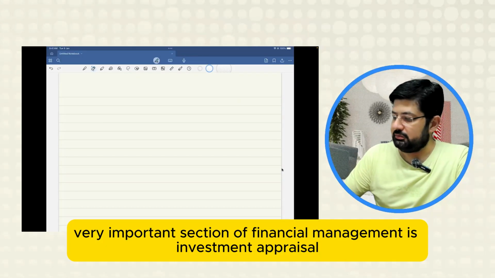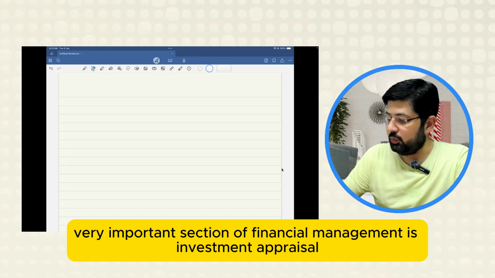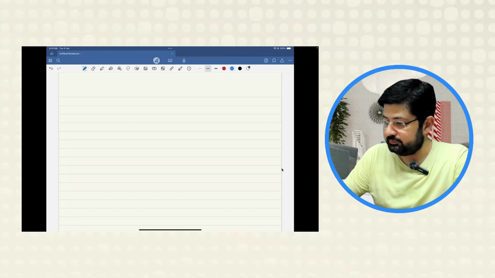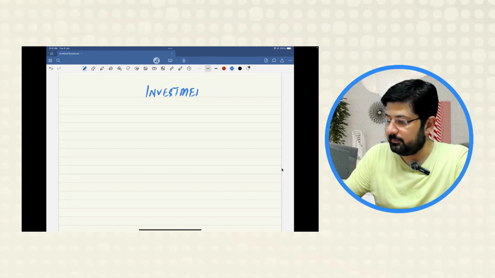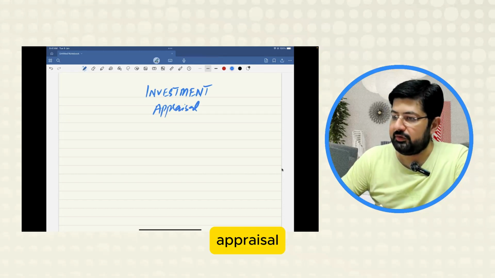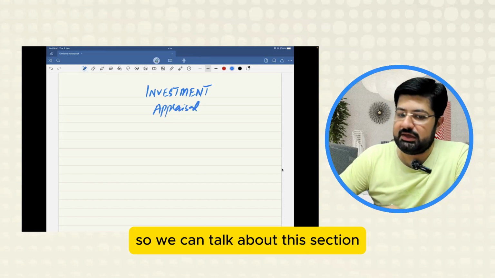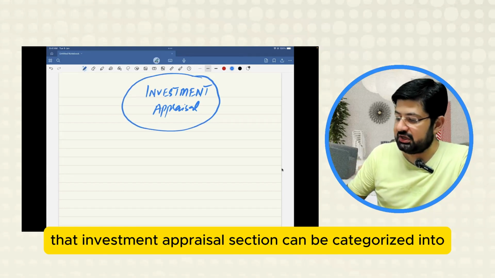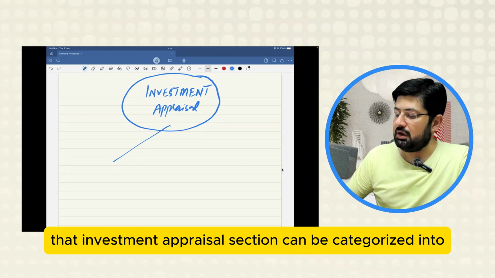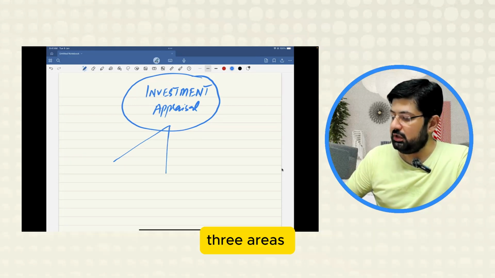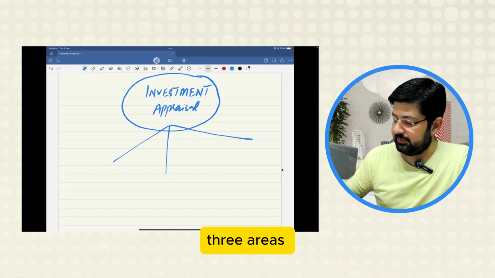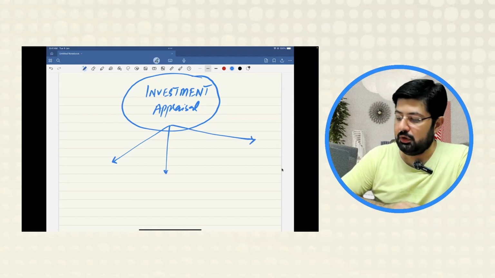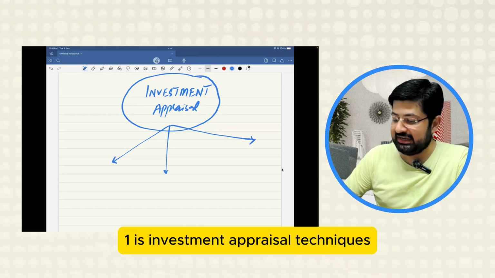A very important section of financial management is investment appraisal. We can talk about this section, and the investment appraisal section can be categorized into three main areas. One is investment appraisal techniques.